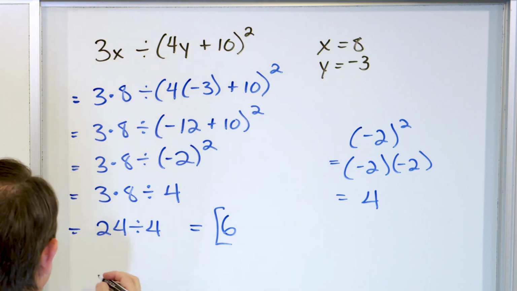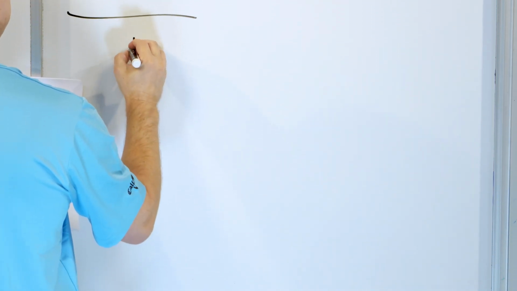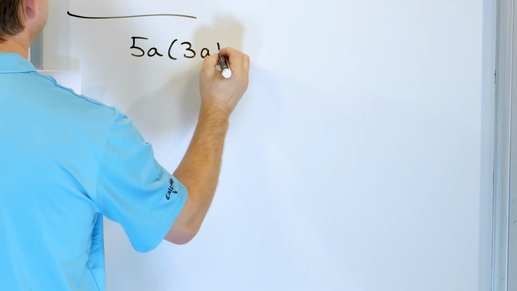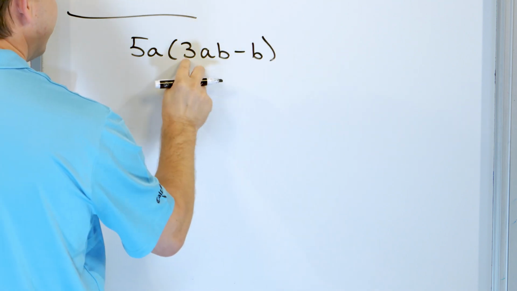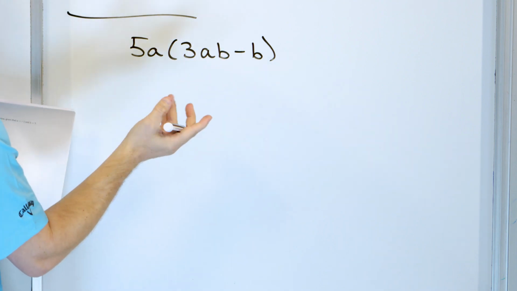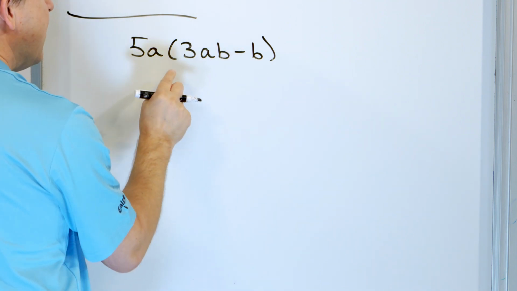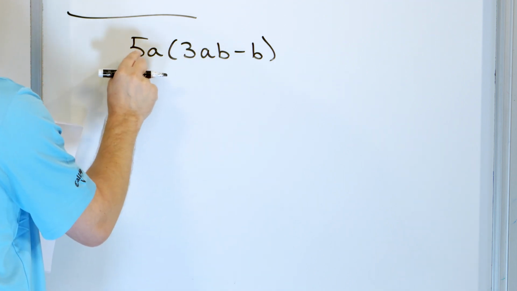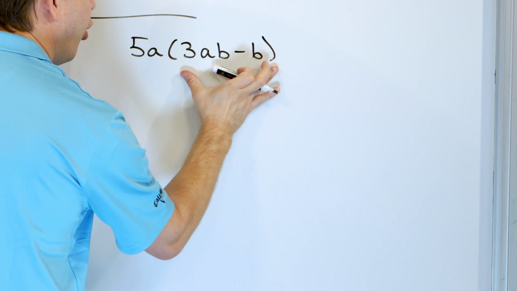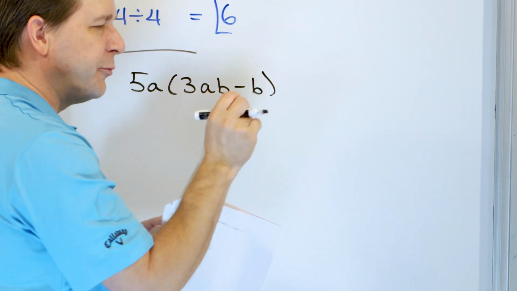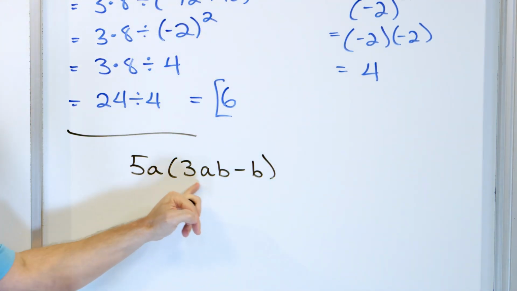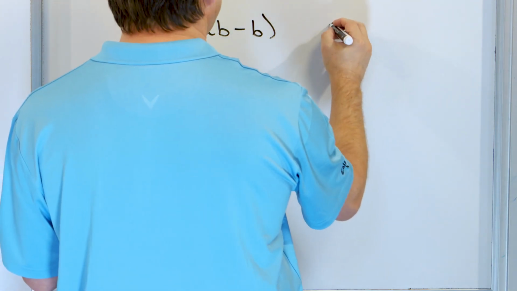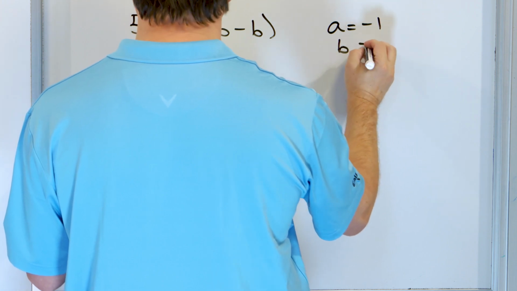All right, next problem. Let's take a look at 5 times a, parentheses, 3 times a times b minus b. Now, when you have multiple letters written next to each other, there's no multiplication symbol, but this is 3 times a times b. It's implied multiplication. On the outside, you have 5 times a times this whole thing here. So there's no multiplication symbol in here, but there's tons of multiplication happening. In this case, I'll give you that a is equal to negative 1 and also that b is equal to 5.